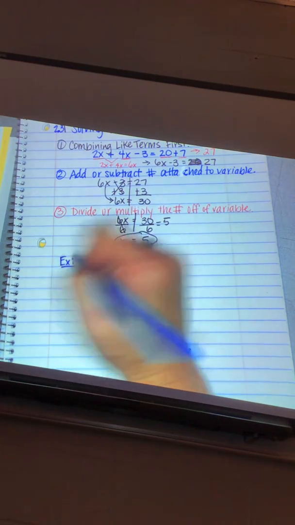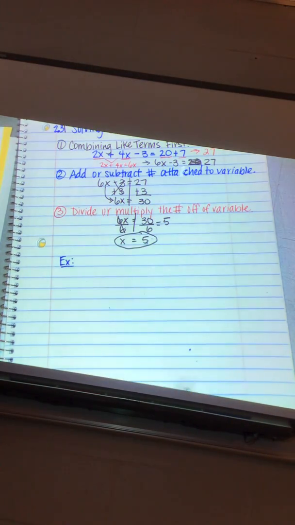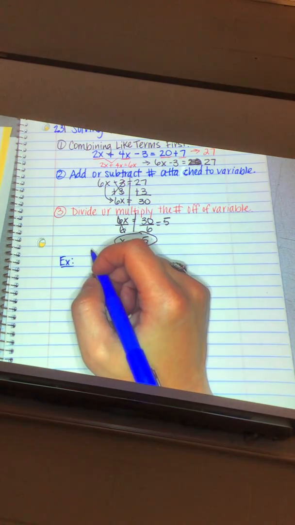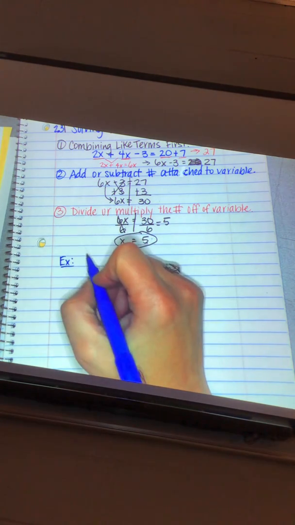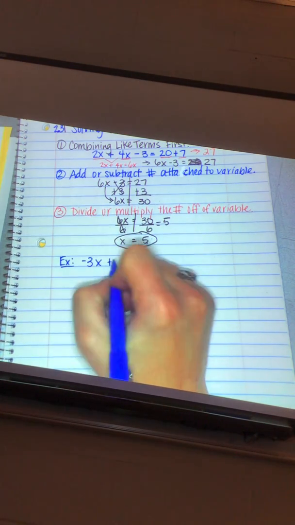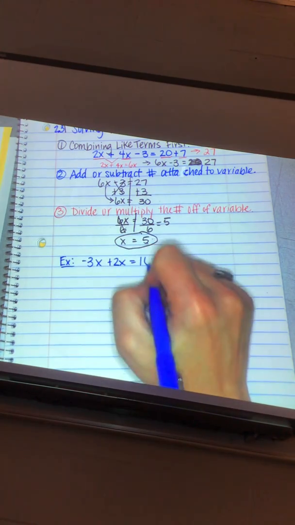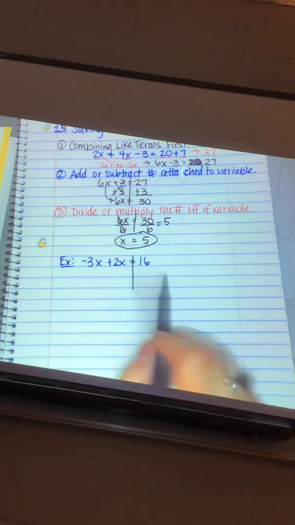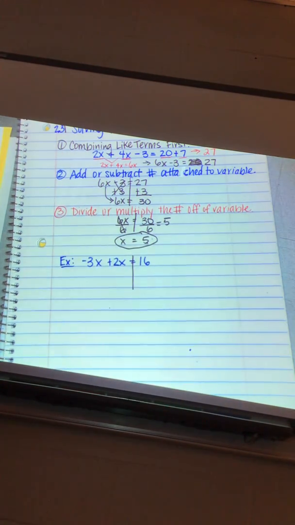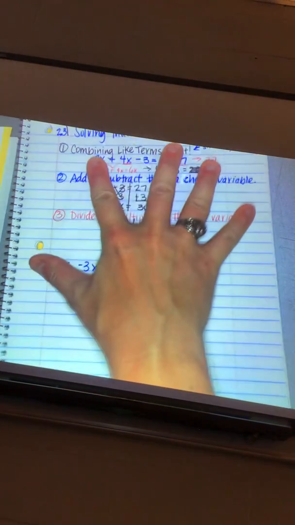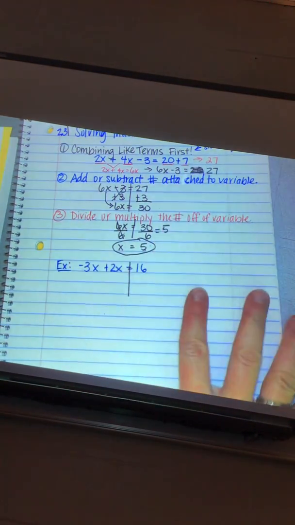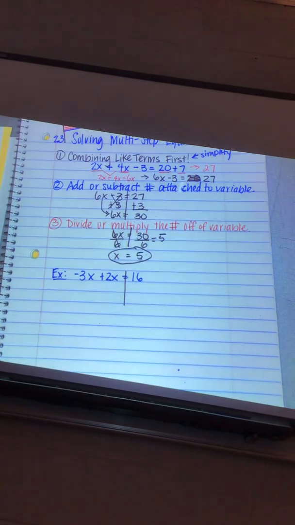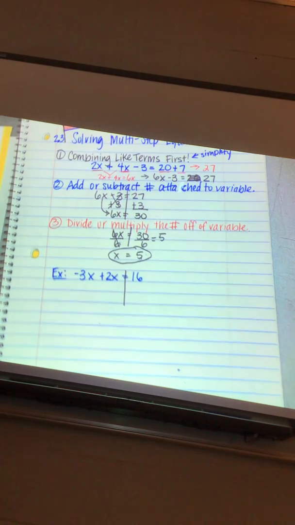And this is just part A of our solving multi-step equations video. We have negative 3x plus 2x equals 16. I'm going to go ahead and draw my line here at the equal sign just to separate the sides here. And we look at number 1, which tells us combine our like terms first. Do you see any like terms here that we can combine? Yes, that's what I heard. Okay, good. So we have some like terms.